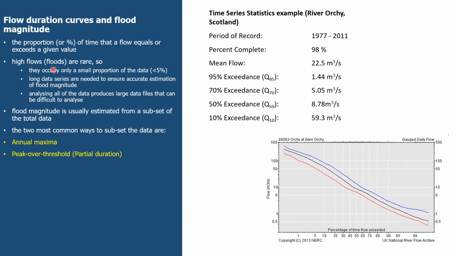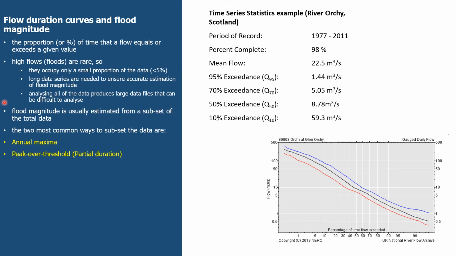And as it says here, floods are rare, so they occupy only a very small proportion of the data, well under 5%. We need long data series if we're going to estimate flood magnitude accurately, because there aren't very many big floods, and so we need a lot of data to detect some of them. And of course, analysing all of the data as you do in a flow duration curve means that you get very large data files, which can be difficult practically to analyse. So usually flood magnitude is estimated from a subset of the total data.